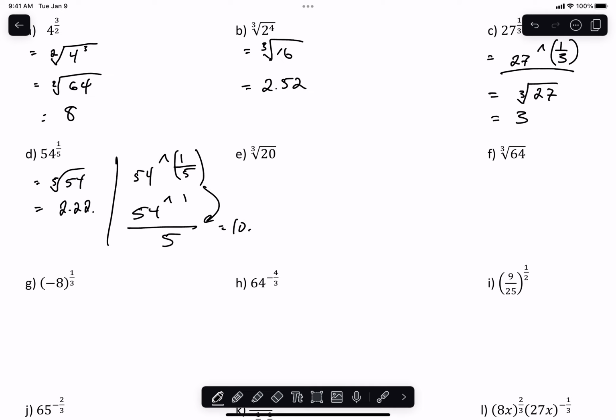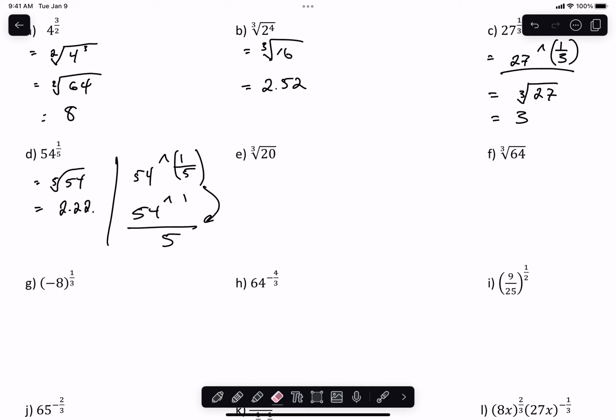So I think that's exactly what the calculator has seen. You're doing 54 to the exponent of 1. It's doing equals, and then you're taking that answer and dividing it by 5. So you have to put the exponent in brackets in order to get the right answer if you're evaluating with your calculator. Is that okay? Okay.